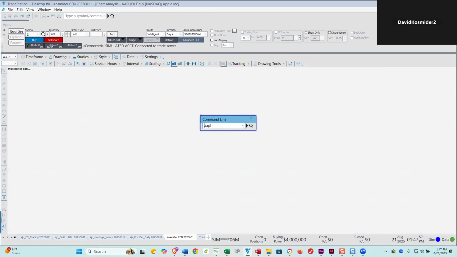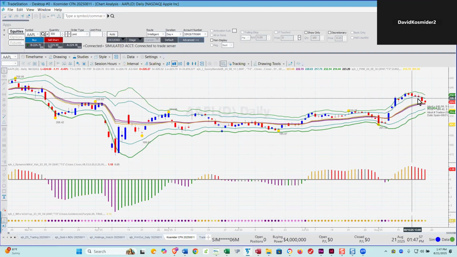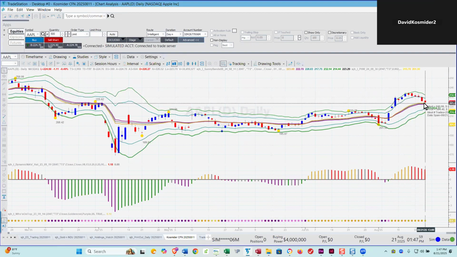AAPL, Apple. Same configuration. Comes down to the DMA that's flat. Chances are it'll bounce and go on back up. But if it breaks the DMA, we're going down to the lower outer band, which is at 213 and change. So that could very easily happen.